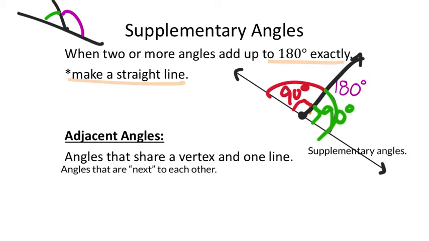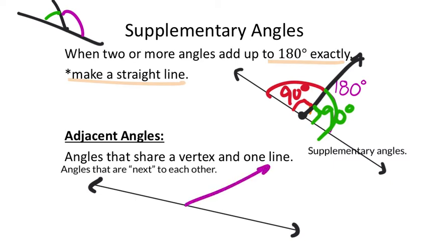So, we could have a line like this one right here. And again, it is a line. You could have 2 adjacent angles like this one and this one. Okay, those 2 are adjacent.